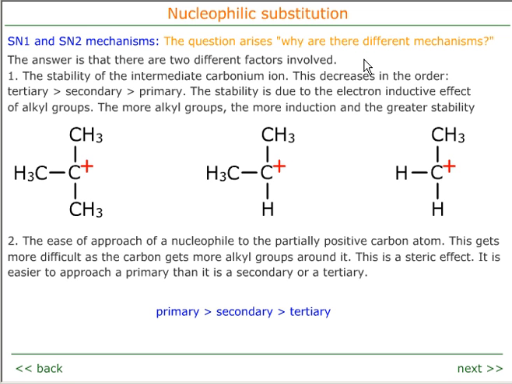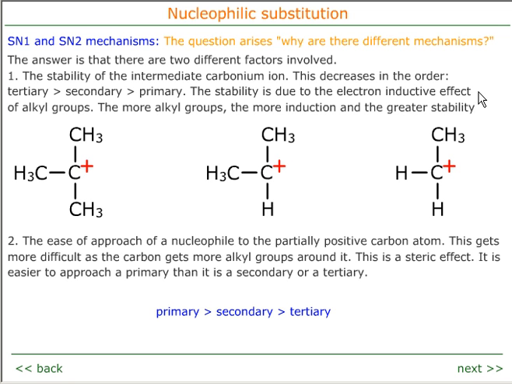So why are there different mechanisms? Well, there are two different factors involved. It's possible, in theory, for the tertiary haloalkanes to react via an SN2 mechanism, but the problem is there's a very high activation energy because the tertiary haloalkane is surrounded by large bulky methyl groups, and that means that any attack is very difficult. That raises the activation energy.